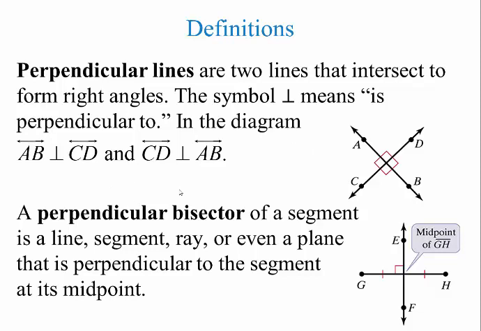Now, a perpendicular bisector of a segment is a line, segment, ray, or even a plane that is perpendicular to the segment at its midpoint. So say we have this midpoint of the segment GH. This perpendicular line EF here, because it goes right through the midpoint and is perpendicular at the midpoint, is called a perpendicular bisector.